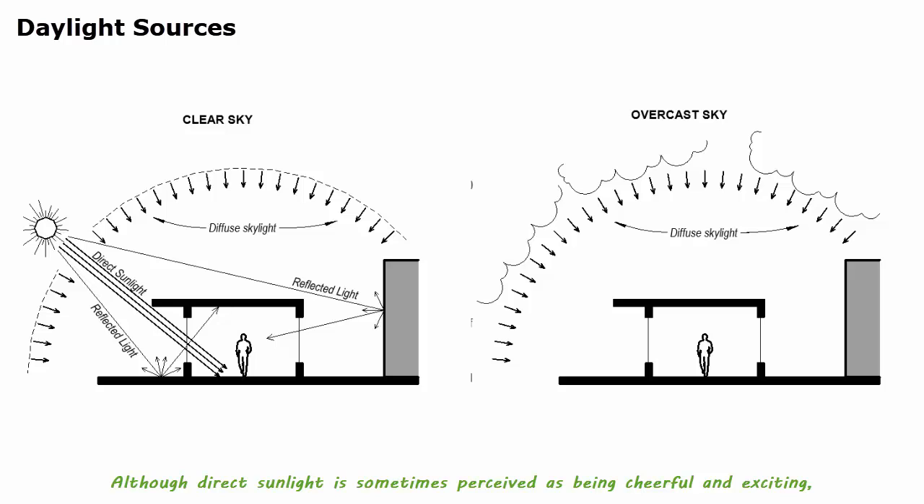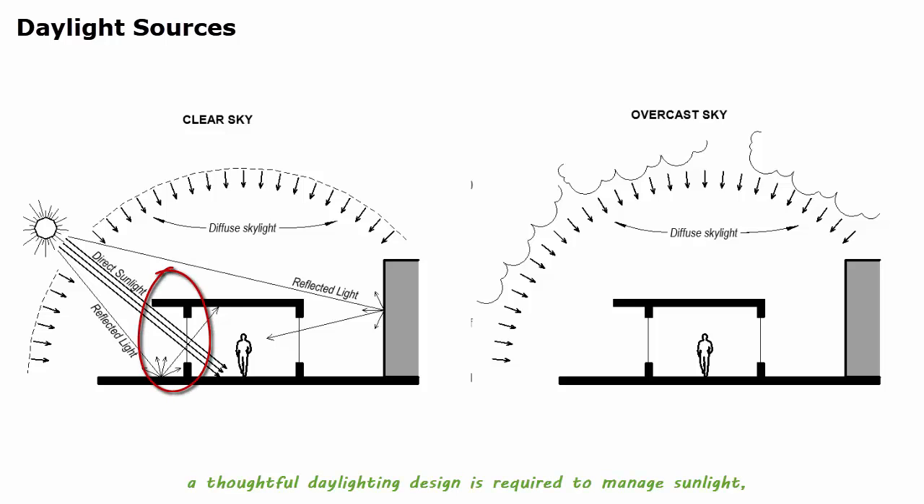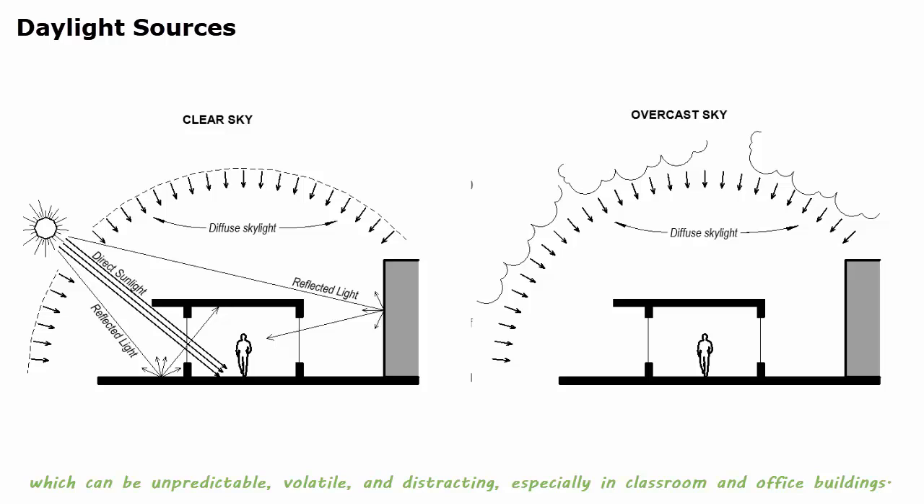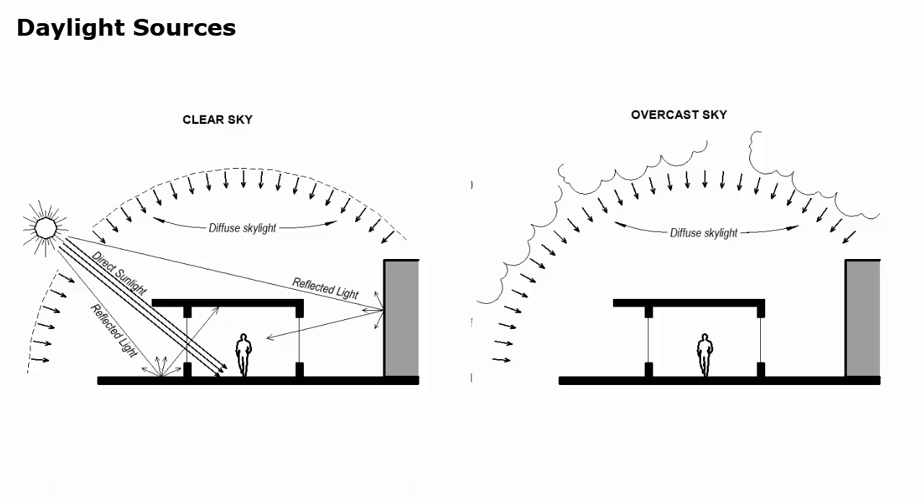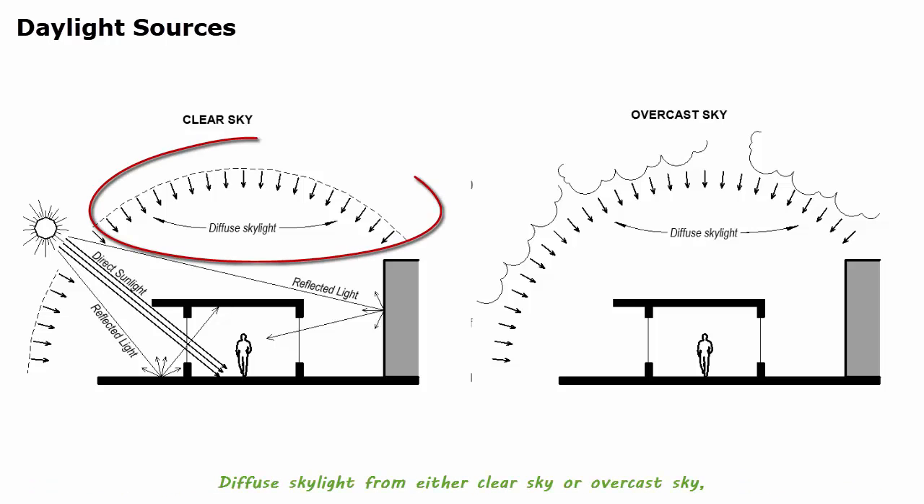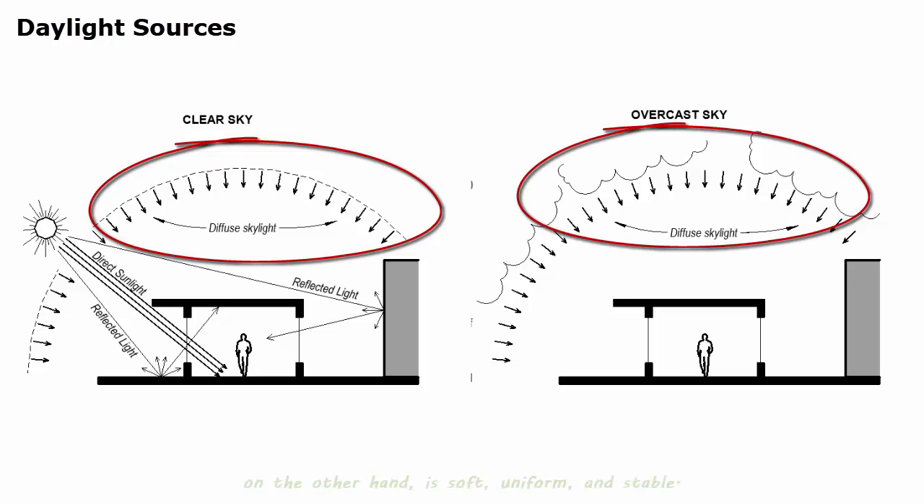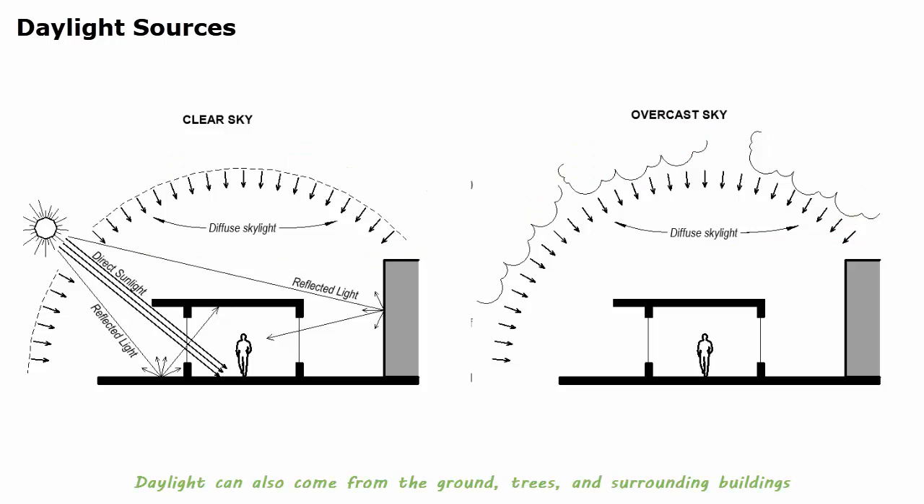Although direct sunlight is sometimes perceived as being cheerful and exciting, a thoughtful daylighting design is required to manage sunlight, which can be unpredictable, volatile, and distracting, especially in classroom and office buildings. Diffuse skylight from either clear sky or overcast sky, on the other hand, is soft, uniform, and stable. Daylight can also come from the ground, trees, and surrounding buildings that reflect sunlight and skylight.